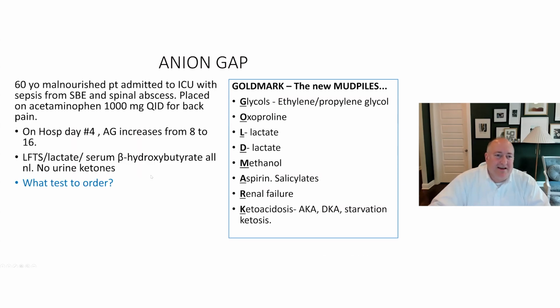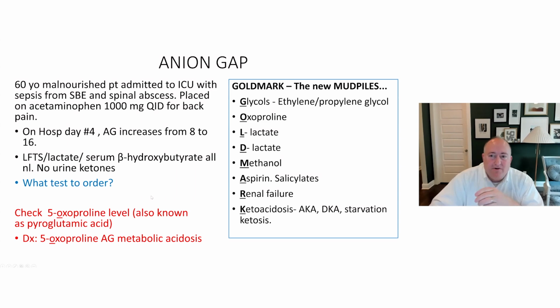So just to emphasize some points, this patient is very malnourished and on therapeutic Tylenol, so not an overdose, for back pain, and her anion gap goes up for an unknown reason. When you see that, you'll usually check a lactate and a beta-hydroxybutyrate. Those are normal. No ketones, LFTs are normal. So this could be 5-oxoproline, also known as pyroglutamic acidemia.